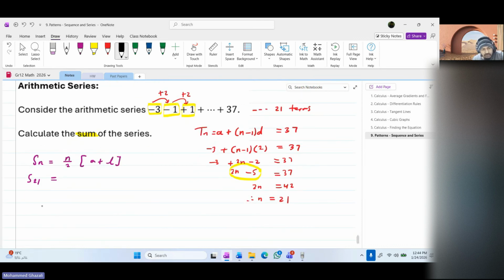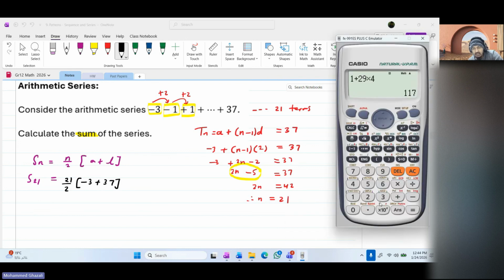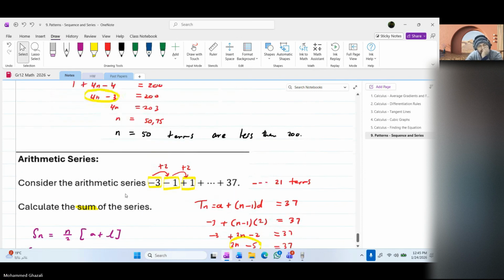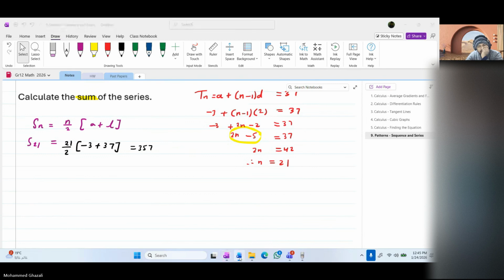So S21 means 21 over 2. What's a? The first term is -3, and the last term is 37. Right, so now you can just put this into the calculator and get the answer, which is 21 over 2 into (-3 plus 37), okay? And we have an answer which is 357. So the sum of all these terms is 357. Are we good, guys? Yeah, so that was question number 12.